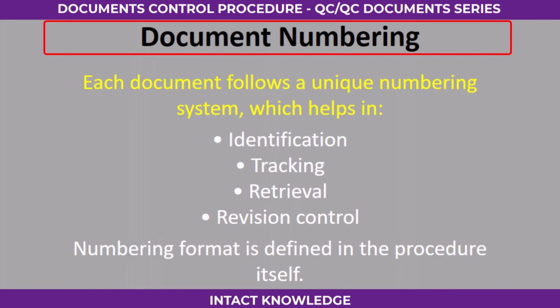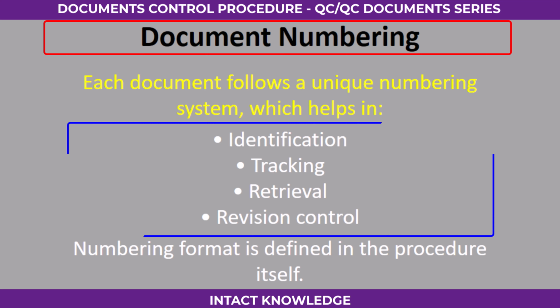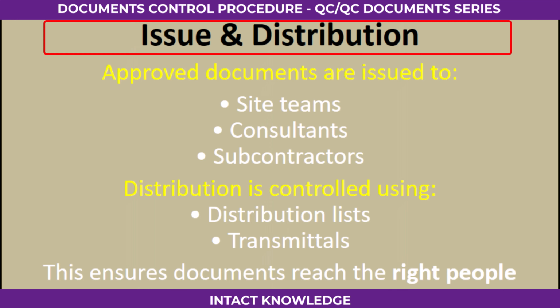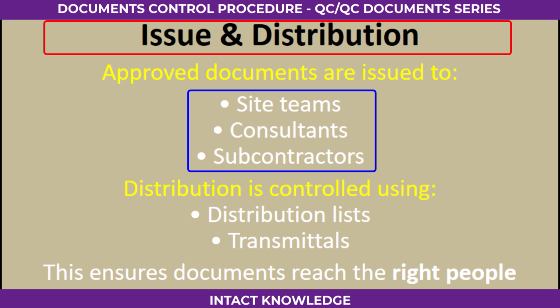Number 4, document numbering. Each document follows a unique numbering system which helps in identification, tracking, retrieval, revision control. Numbering format is defined in the procedure itself. Number 5, issue and distribution. Approved documents are issued to site teams, consultants, subcontractors. Distribution is controlled using distribution lists, transmittals. This ensures documents reach the right people only.